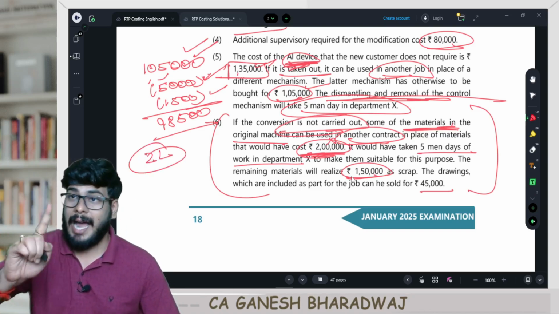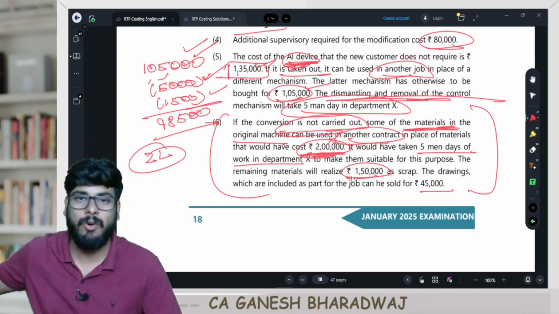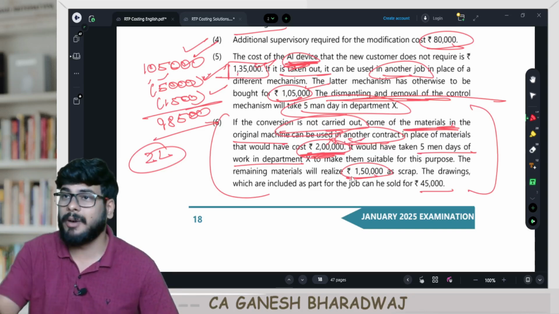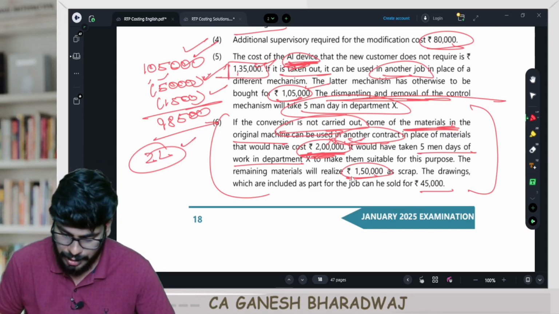You clear with this? Had I not used it for this particular customer, whatever materials I had right now, I would have used it for another project that would have saved me 2 lakh. But now I'm not able to save the 2 lakh. That is the relevant cost here. I did an opportunity, right?